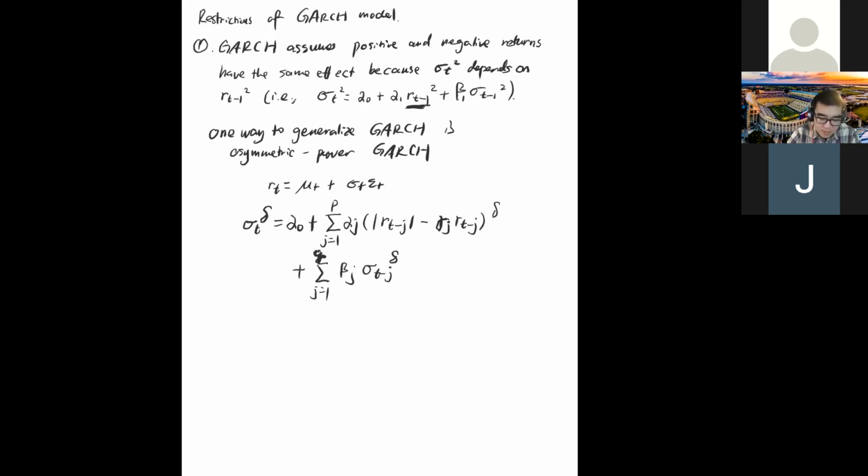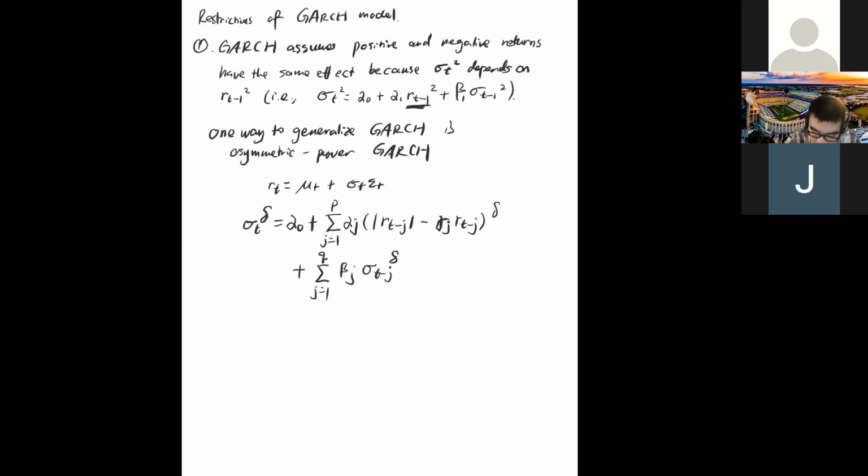Okay, so that's the asymmetric power GARCH. So why is it called power? Because, sorry, this is Q. Okay, so why is it called power? Because you can see the power here is not 2. It can be anything. It can just be delta, so we just call it delta. And we can actually have some algorithms to choose delta. So that's where the power comes from.